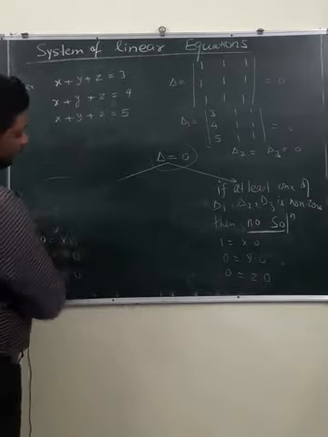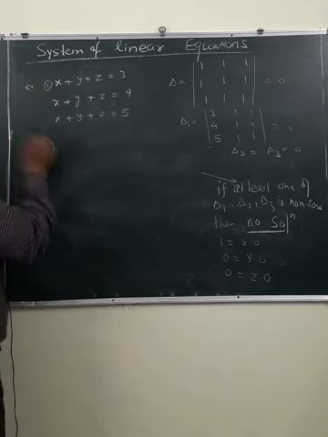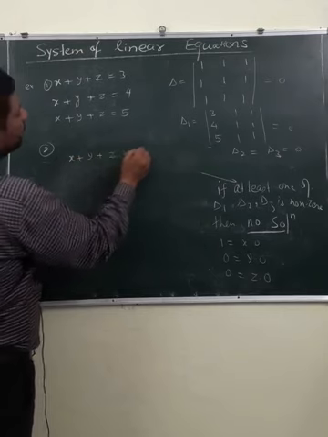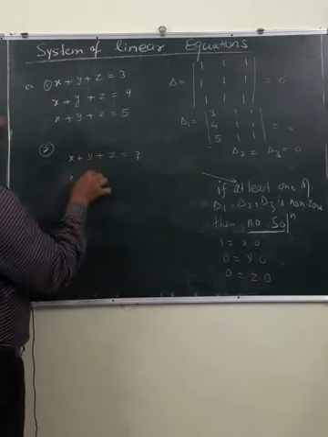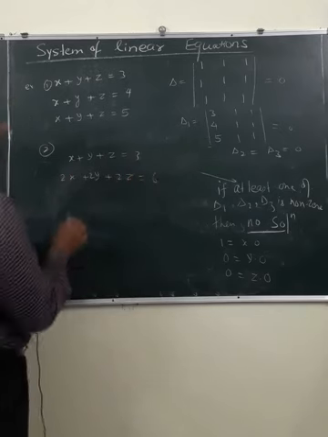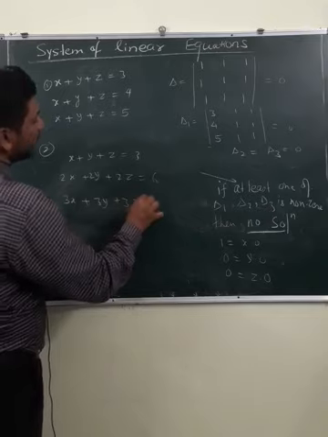And second example, if I have x plus y plus z is equal to 3, 2x plus 2y plus 2z is equal to 6, and 3x plus 3y plus 3z is equal to 9.